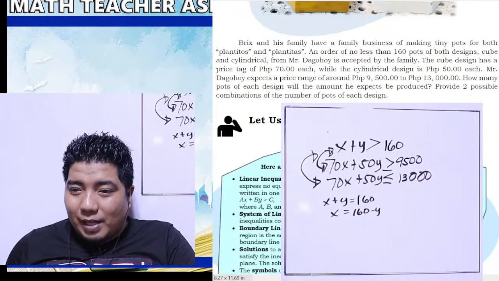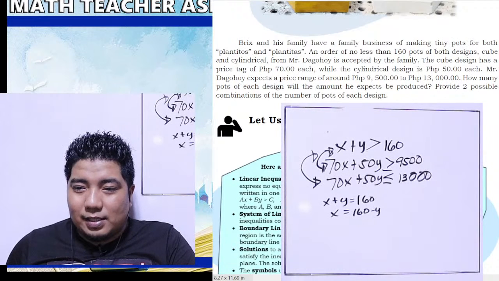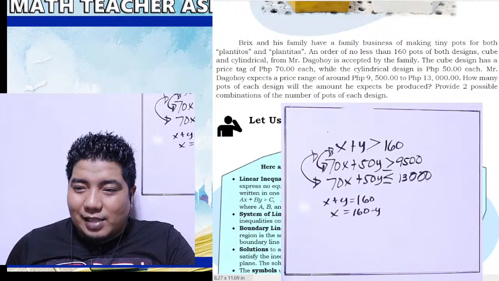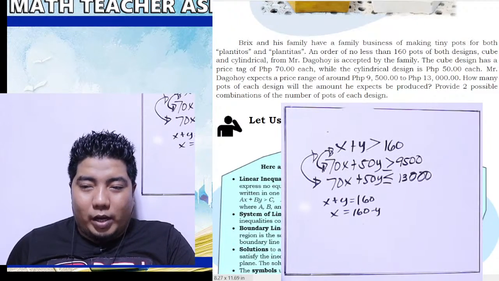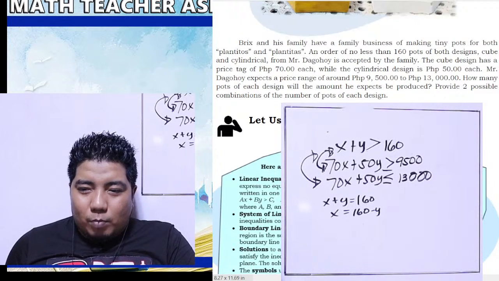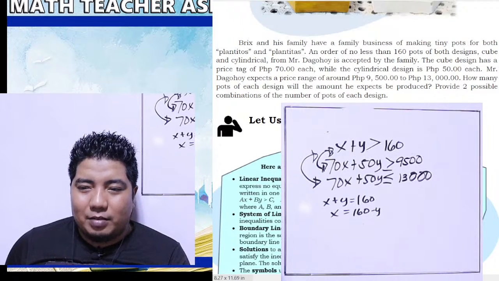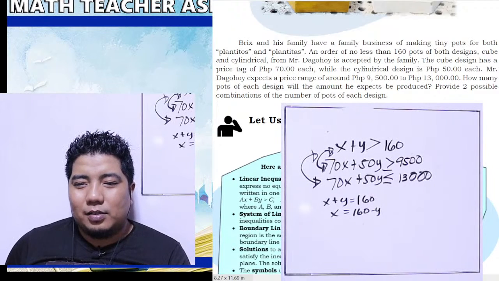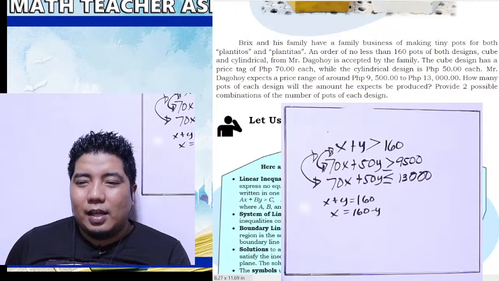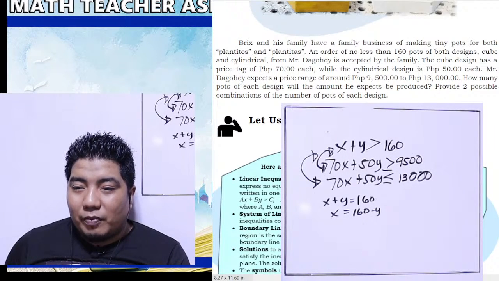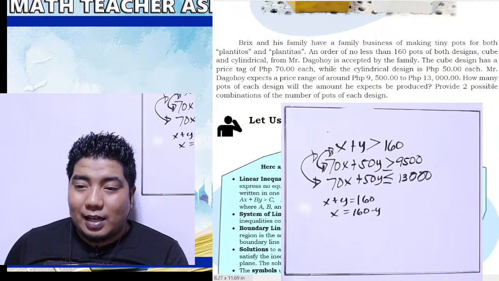the 160 pots, the order is no less than 160 pots. So, therefore, if you have the cylindrical design and the cubic design, that is your x and your y. So, if you add both designs, it should be greater than or equal to 160. Okay? So, mas malaki pa siya sa 160. Tapos, since tag 70 pesos yung price tag ng cube at tag 50 pesos naman yung price tag ng cylindrical design, so we have 70x plus 50y.